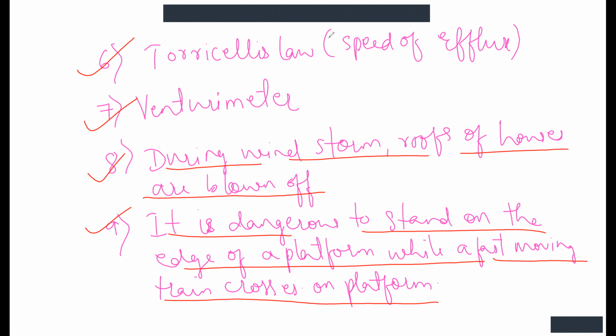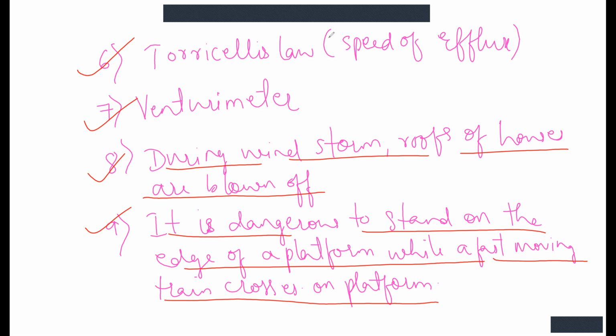This is because a fast moving train produces a large velocity between the person and the train, and hence pressure decreases according to Bernoulli's theorem. Thus, excess pressure on the other side pushes the person towards the train. So it is advised not to stand on the edge of the platform while a fast moving train crosses the platform. So this is the reason why it is dangerous.